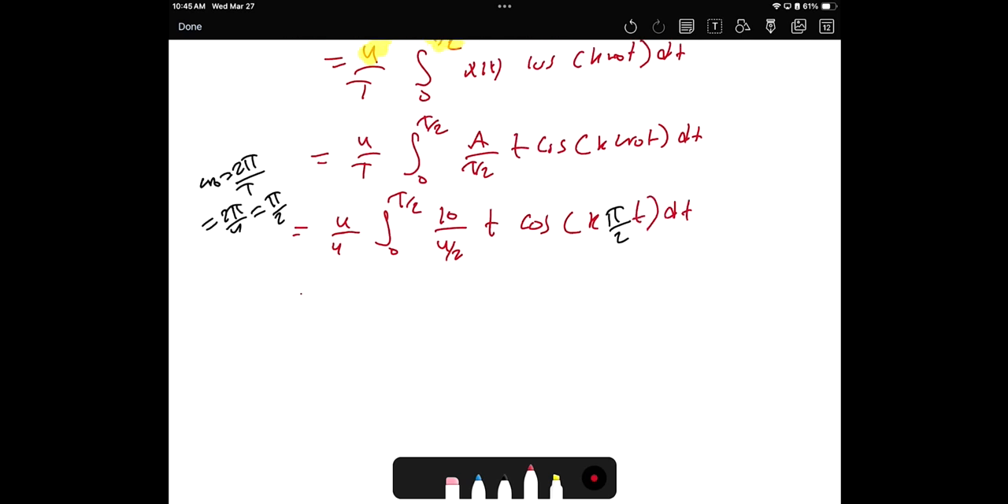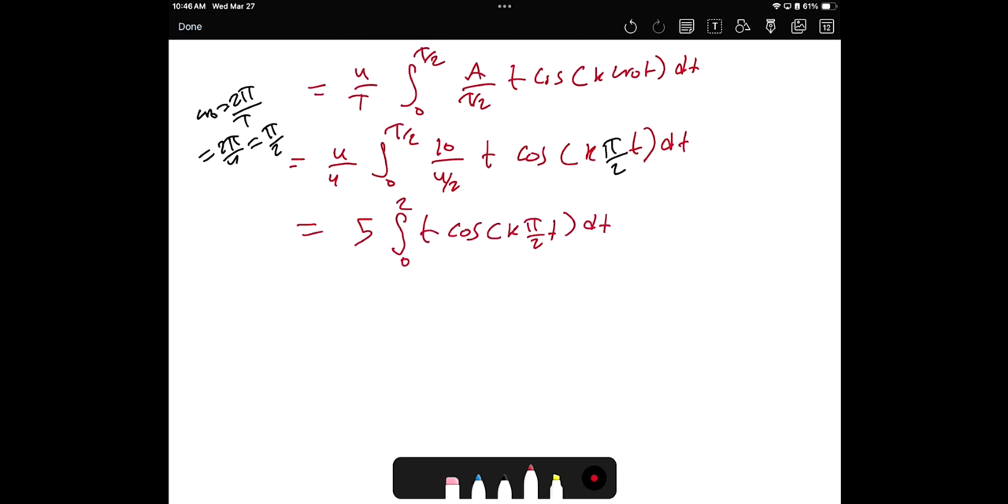Then we can simplify: 4 over 4 cancel each other, and 10 divided by 2 will be 5, so I put 5 here, the integral from 0 to 2 of t cosine of k pi over 2 t dt. That is the setup of the math. Now, how do we calculate this integral? Integration by parts.